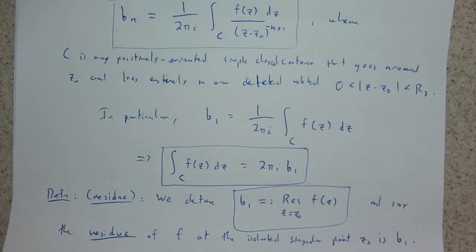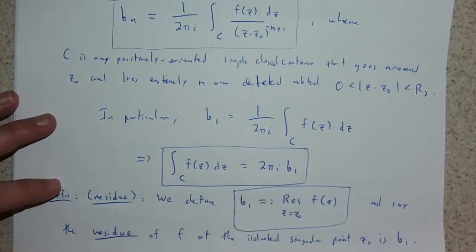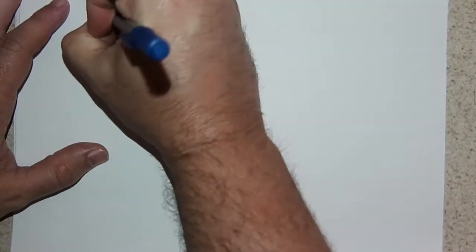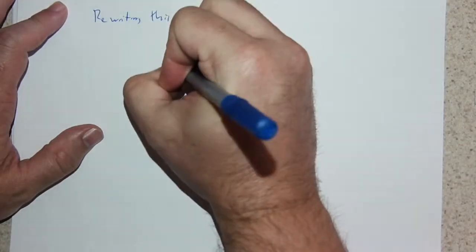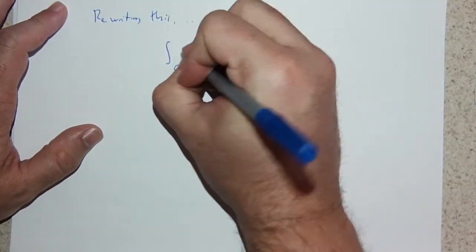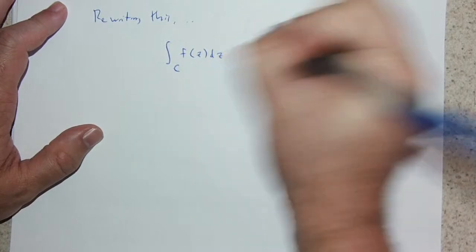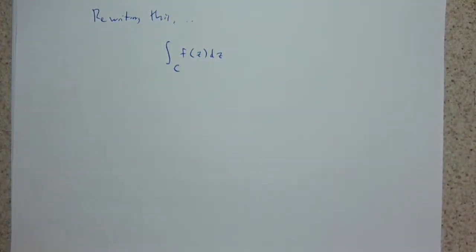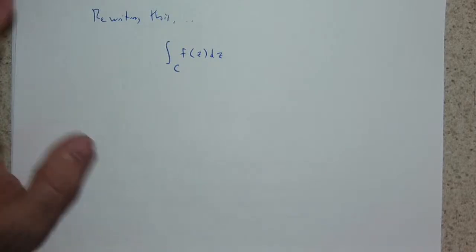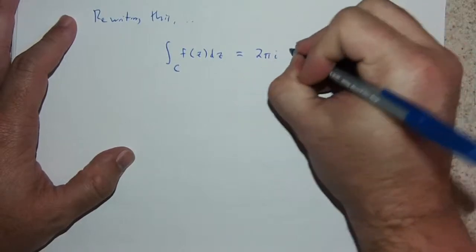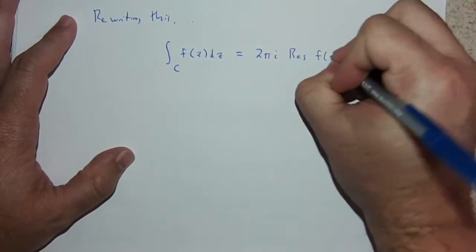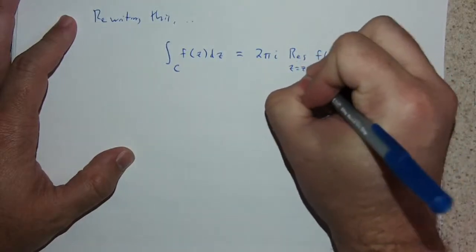All right. So then rewriting this, what do I get? I get the equation: the contour integral along such a contour C of f is actually 2 pi i times the residue of f of z at z equals z naught.